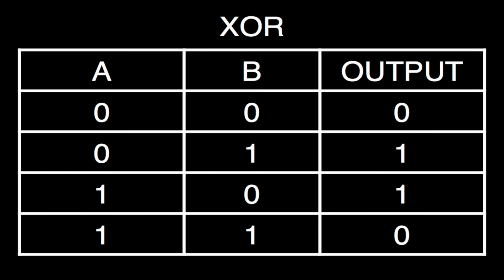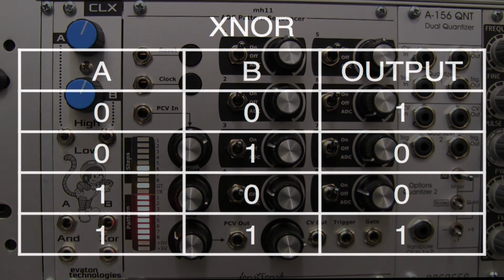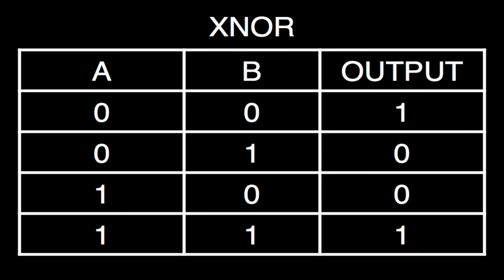It works a little bit differently for XNOR, which is actually the inverse of XOR. So let's take a look at that. From the truth table, you can see that when A and B are low, the output will be high. When A is low and B is high, the output will be low. When A is high and B is low, the output will be low. When A and B are both high, your output will be high.